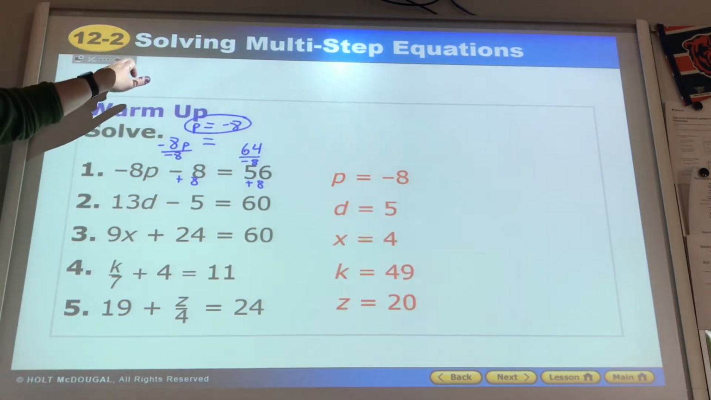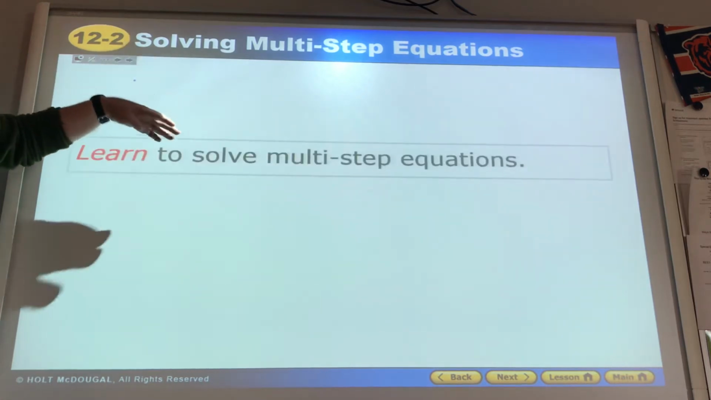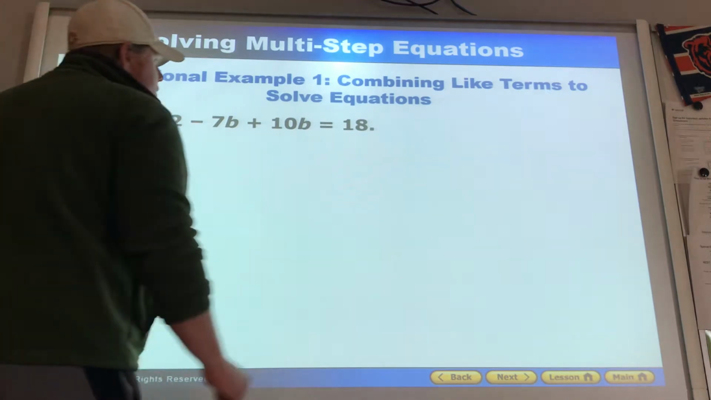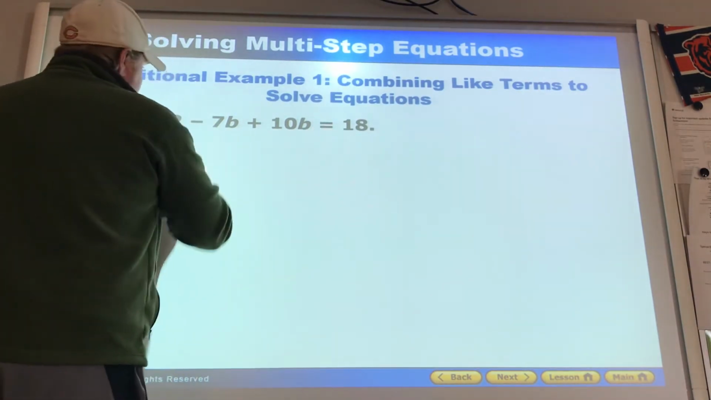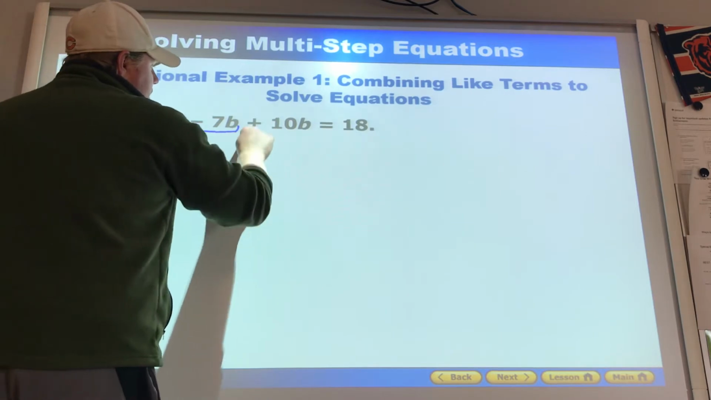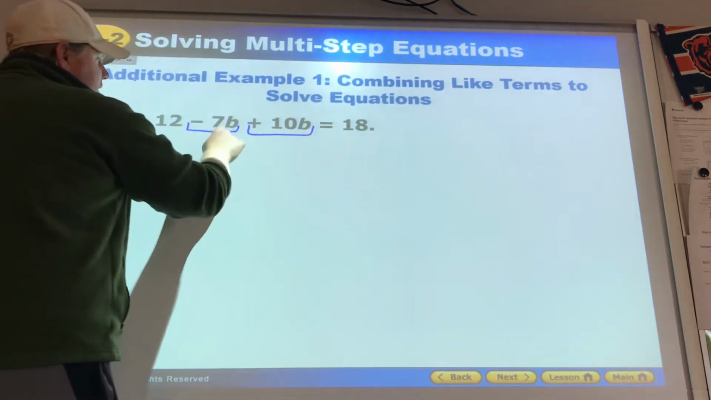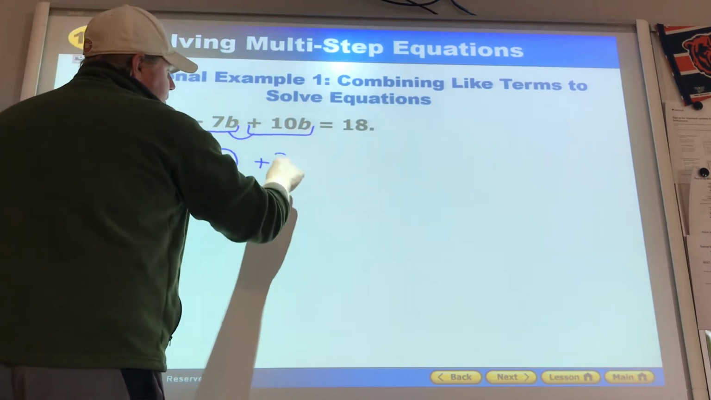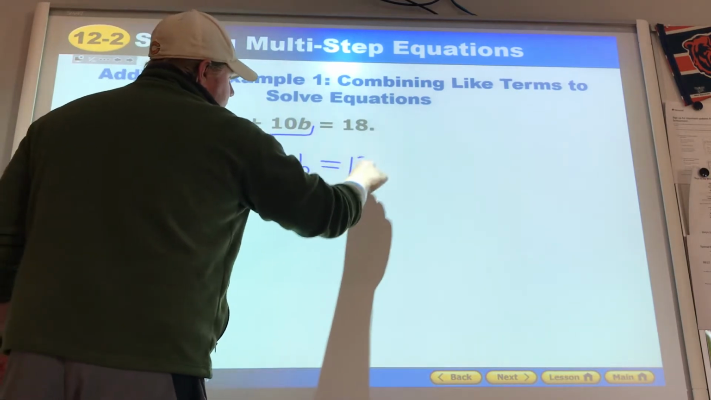Today we add something into it to solve multi-step equations. Now, with this, we are going to do what we did the other day, but the very first step is now a little different. You will either use distributive property in the first step, or you will look at each side of the equation and combine like terms. So I will look at over here. I see that I have a like term of negative 7b and positive 10b. Those are like terms. I should combine them. So I would get 12 plus 3b and have that equal 18.